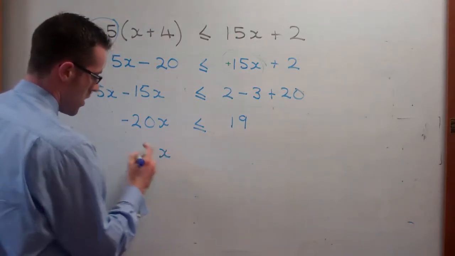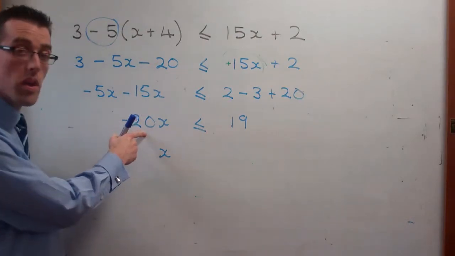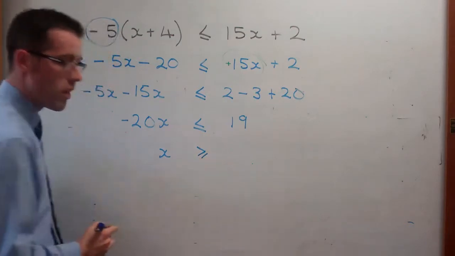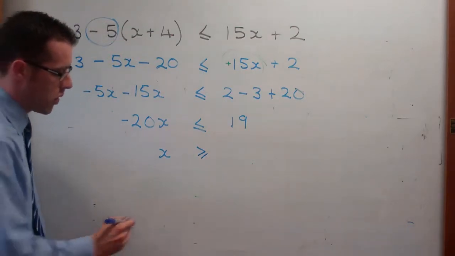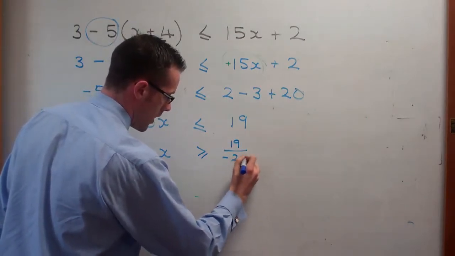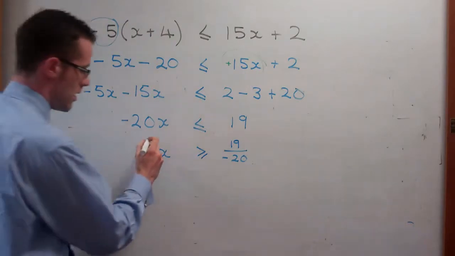So we're going to have one of these ones again that doesn't work out exactly, but that's okay. We're dividing by negative 20. This is really important because it means, remember, that we're going to switch the inequality sign around. So it's going to be 19 over negative 20, and that is going to be our final answer.